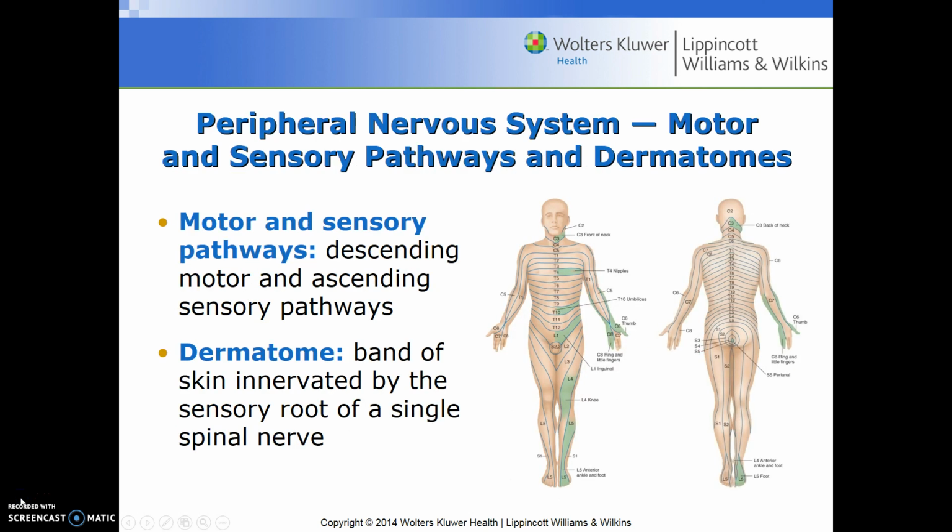So within the peripheral nervous system, there's motor and sensory pathways and dermatomes. The motor and sensory pathways are the descending and ascending pathways. And the dermatomes are actually bands of skin that are innervated by the sensory root of a single spinal nerve. They're very telling and help you locate where the pathology could lie, depending on where the symptoms are apparent or assessed.